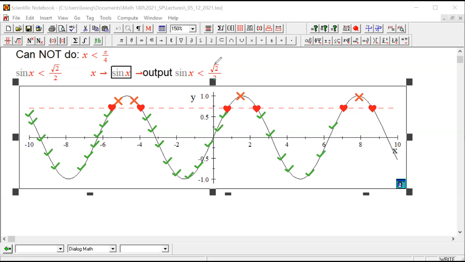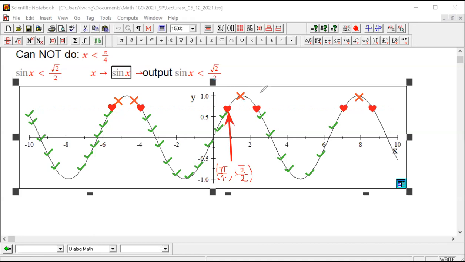This point is pi over 4, root 2 over 2. But it has to be a circle because we want to be less than. It has to be a circle. How about this point? Three pi over 4. Very good.